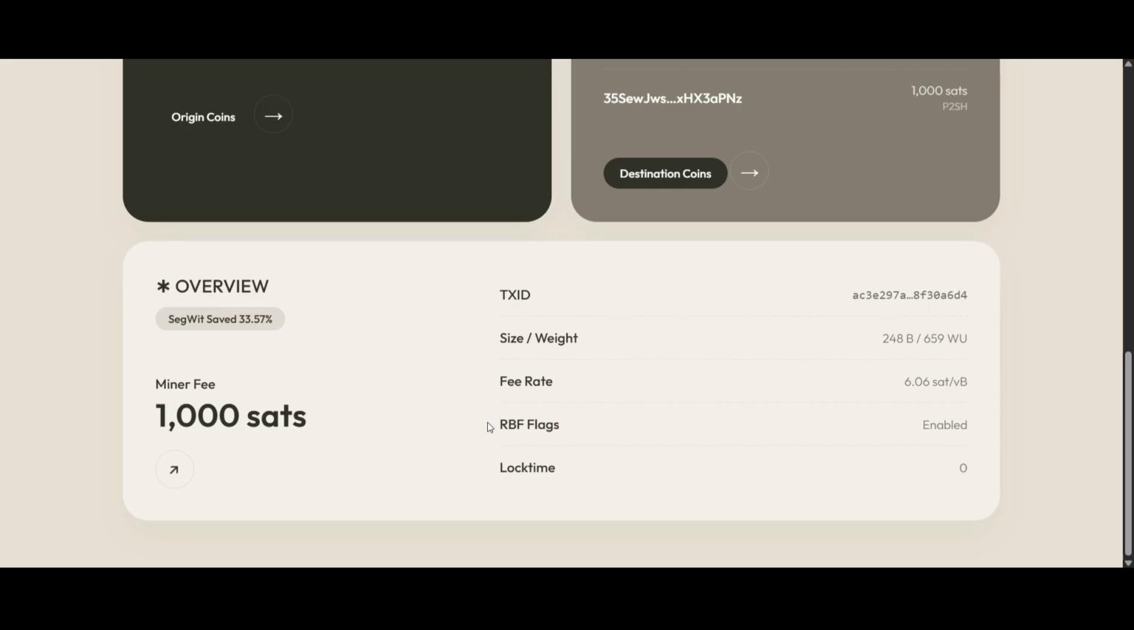Here we can see the RBF flags. This transaction also signals RBF, meaning it's replaceable by fee. The sender can bump the fee later if it gets stuck.